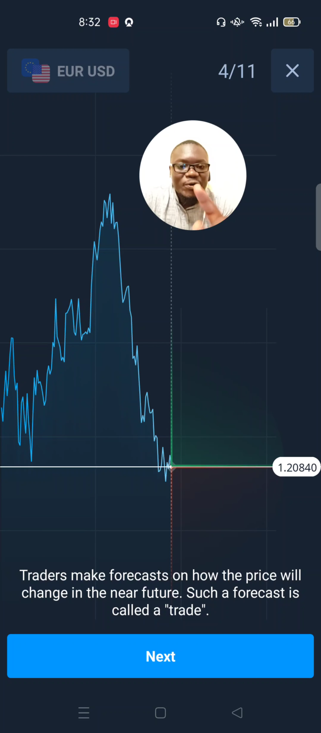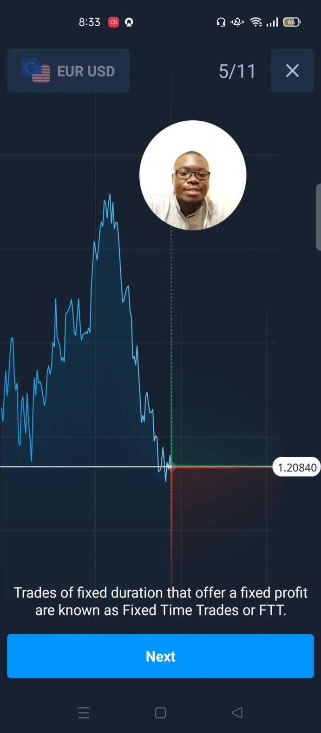You'll do that just in a few seconds when you click on those green and red buttons, the ones that you guys are used to. When you click on them, you become a trader. You can also predict that the asset price will fall in the near future. When you do that, you are called a trader.